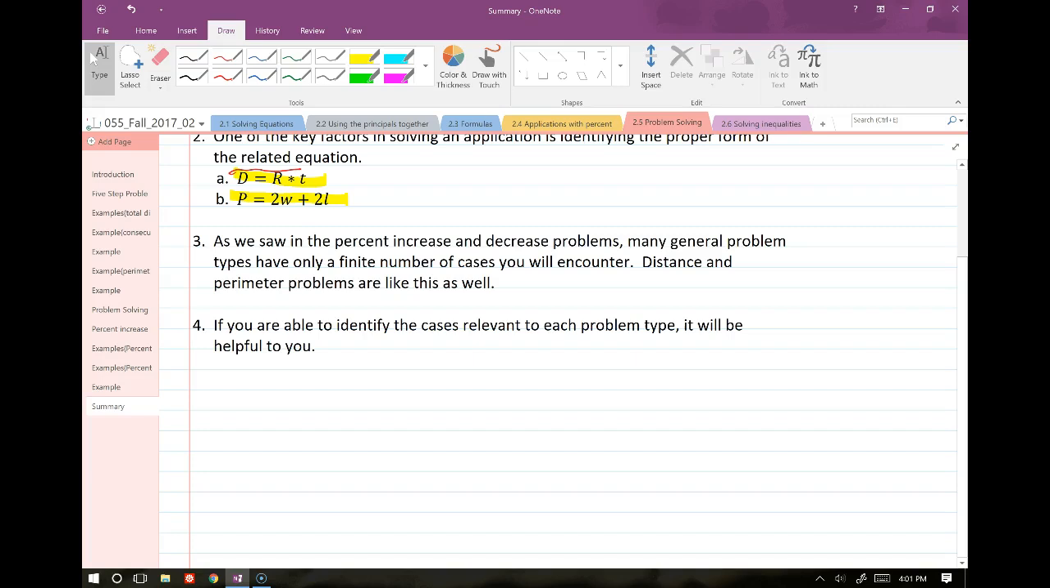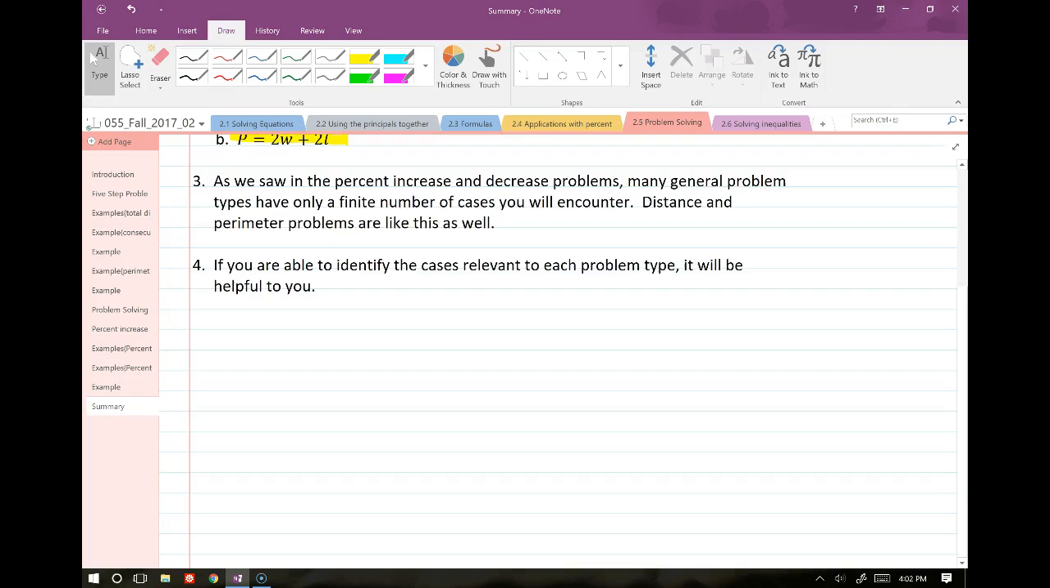Just like we saw in the percent increase and decrease problems, you can break most of these problems down into specific cases so that you have an exact idea what to do in each case. Like the D equals R times T problem, that really only breaks down into maybe four or five different cases total. There aren't an infinite number of cases to memorize, just four or five. If you can recognize those, that'll be helpful. So, that's it for today's class.